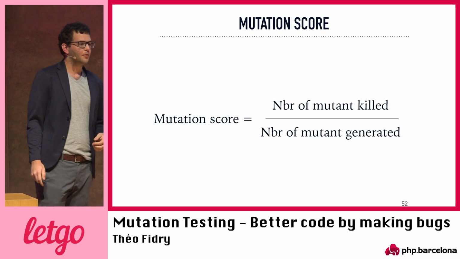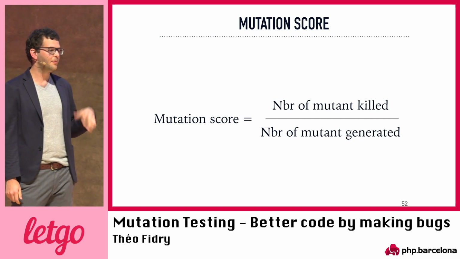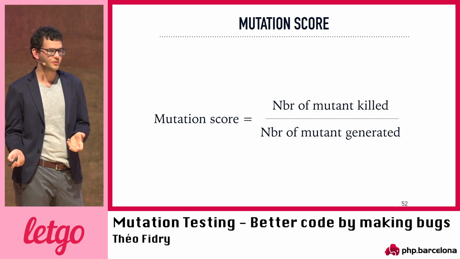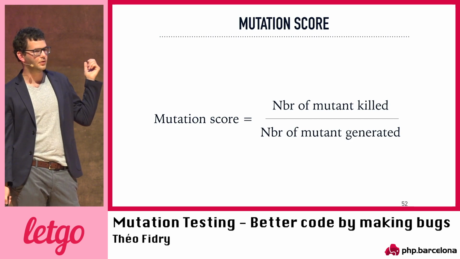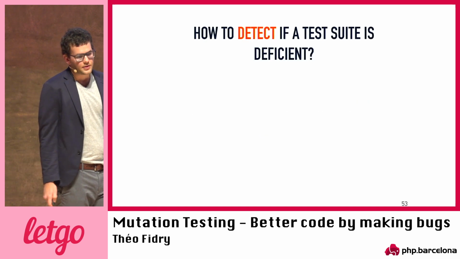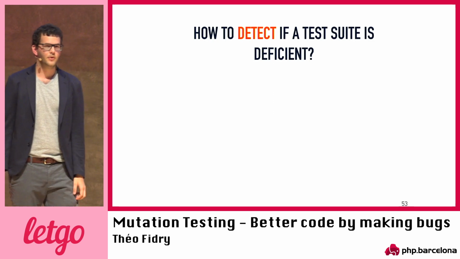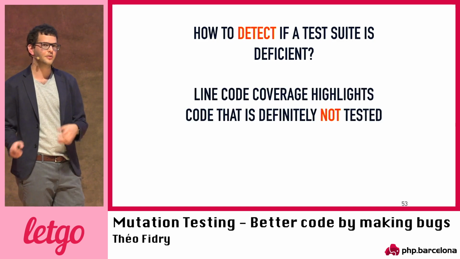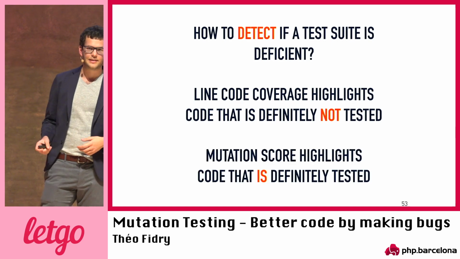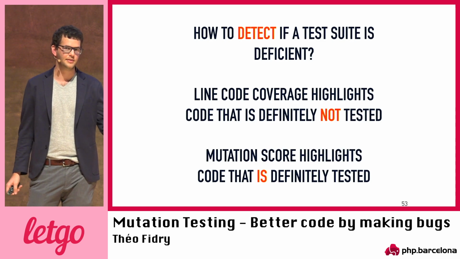So from that, we can get the mutation score, which is the number of mutants we killed over the number of mutants we generated. And ideally, we want all the generated mutants to be killed, so the score should be 1, or 100% if you multiply it to get a percentage. So how do we detect if tests are deficient? Well, in the end, you don't have one, but two metrics. The first one is line code coverage, which can tell you what is not tested. And then among the executed code, the mutation score can tell you what is definitely tested.